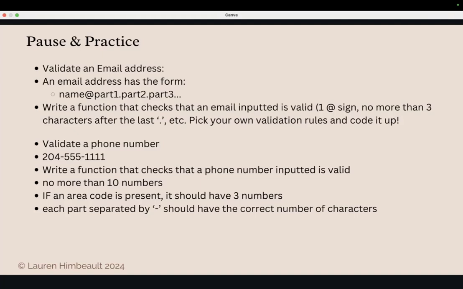555-1111. If there is an area code, there should be 10 numbers in total, 3 of them after the first dash, 3 after the second, 4 at the end. If there's no area code, there should be 3 values and then 4 values, so 7 numbers in total. It's another fun problem to practice your conditionals and your string manipulation with.